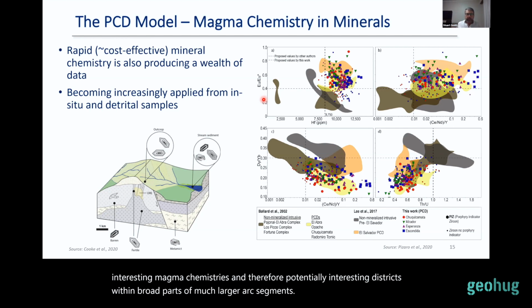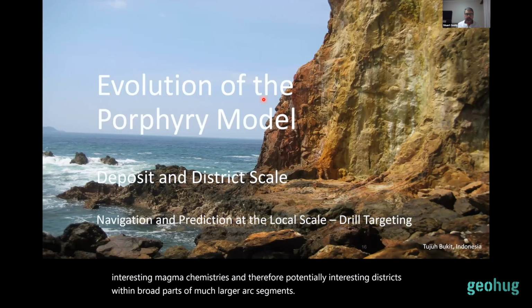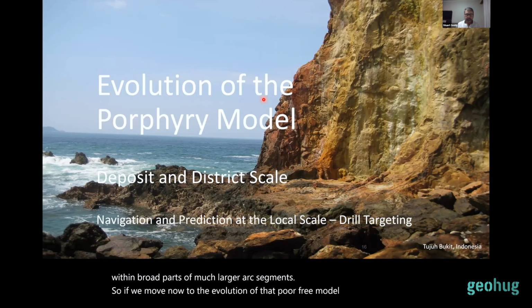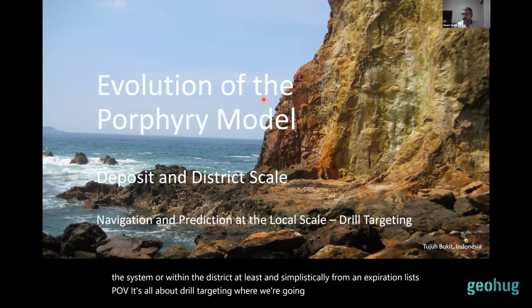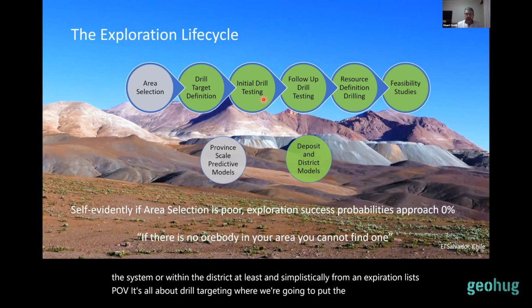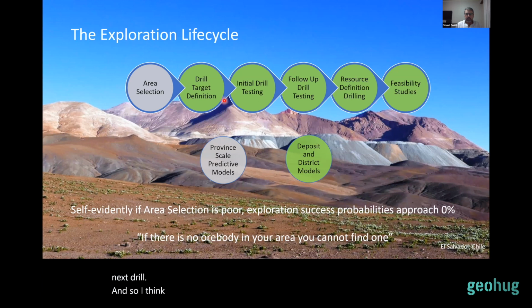So if we move now to the evolution of that porphyry model at the deposit and district scale, and here, rather than area selection, it's all about navigation within the system, or within the district at least, and you know, simplistically from an explorationist's point of view, it's all about drill targeting, where we're going to put the next drill hole. And so I think these scale of models have implications all along the exploration life cycle.